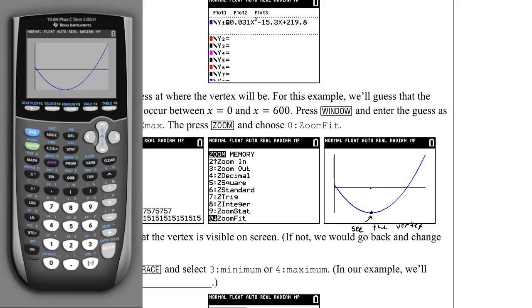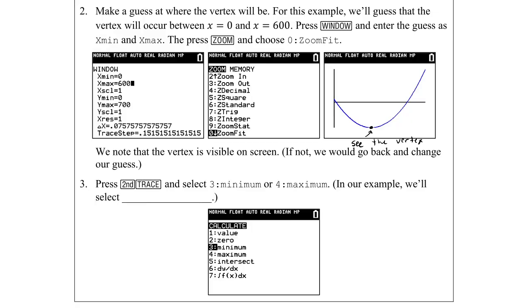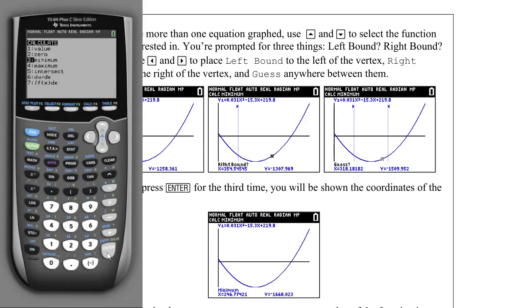Okay, now, we are not trying to find the intersection of two graphs, so we're not going to use the intersect command. But we're going to use that second trace menu. And you can see that there are two options here that might be relevant to our interests. We might be interested in the minimum or the maximum. In our example, we know that the graph has a minimum but not a maximum. And so the command that we're going to be interested in is option 3, minimum. So we choose option 3, minimum.